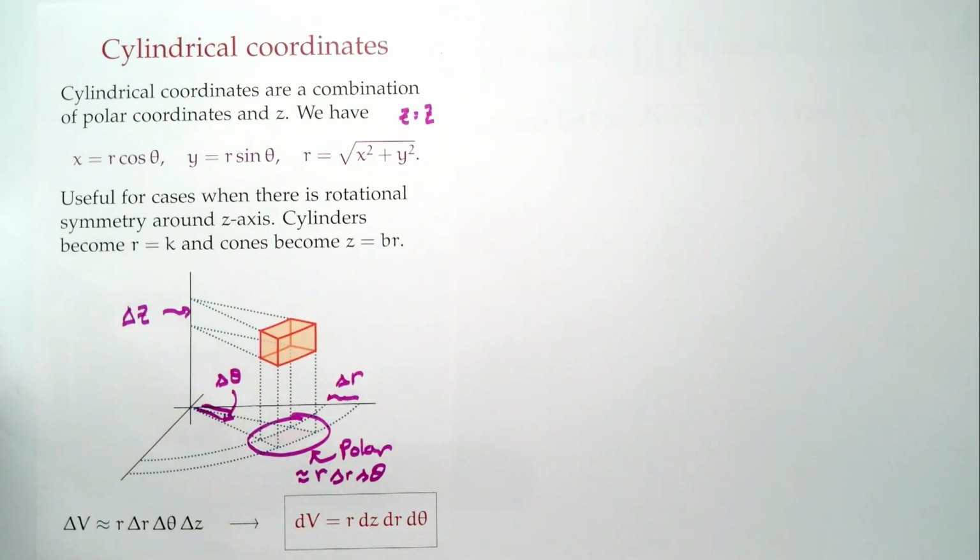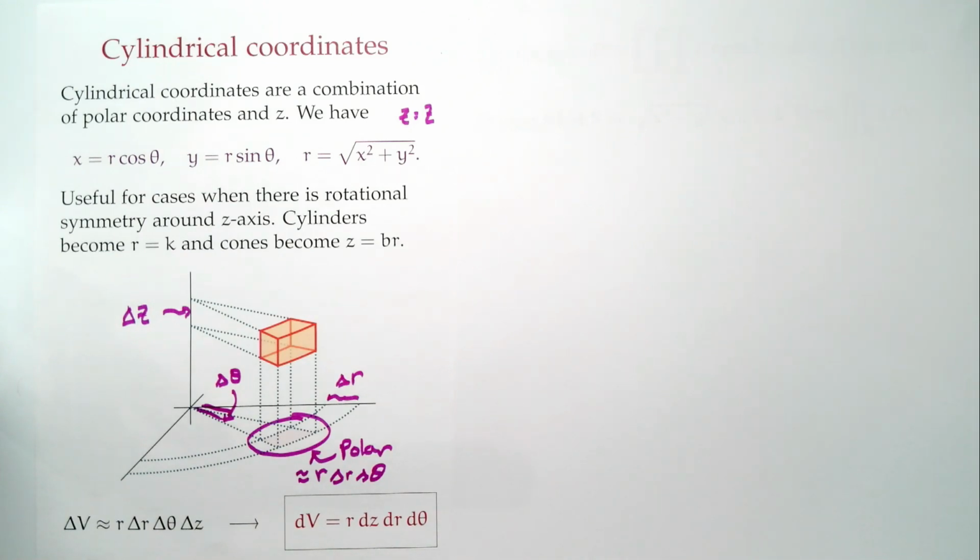So what's the volume? Well, the volume of this little piece is approximately r delta theta, and then delta z, the height. Or, put another way, you say that dV is r dz dr d theta. So that's what you need to remember. When you're changing your coordinate system to cylindrical, remember that when you talk about your dV, you need to include the r, because that's going to be important.